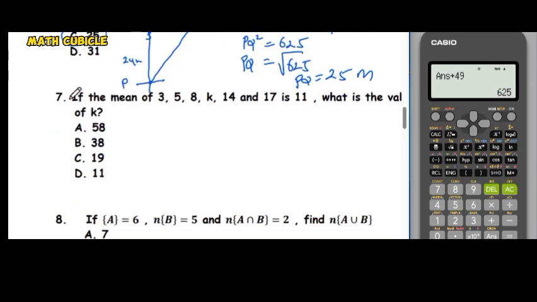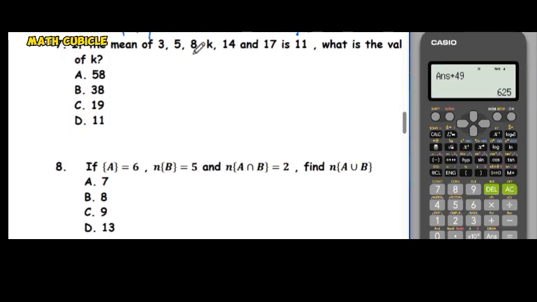Then question number 7. If the mean of 3, 5, 8, K, 14 and 17 is 11, what is the value of K? So what we do is we add up all this, divide it by the total number of terms, then we equate it to 11. So our mean is equal to 3 plus 5 plus 8 plus K plus 14 plus 17 divided by the number of terms there. 1, 2, 3, 4, 5, 6 divided by 6 is equal to 11.